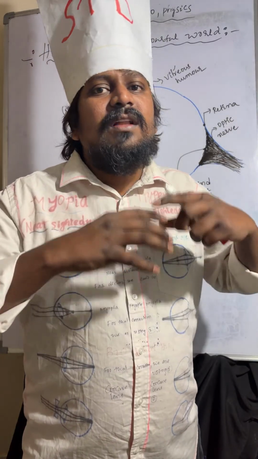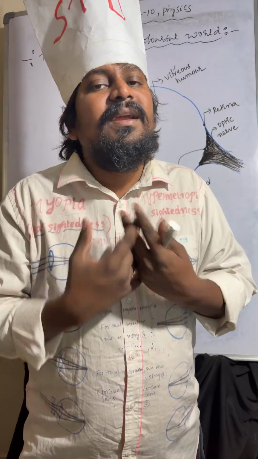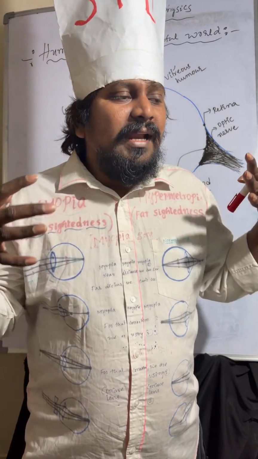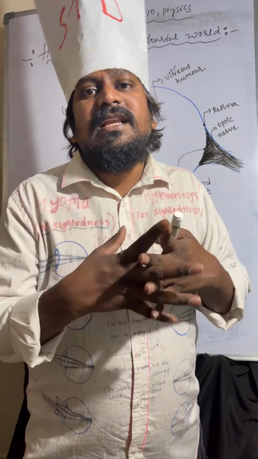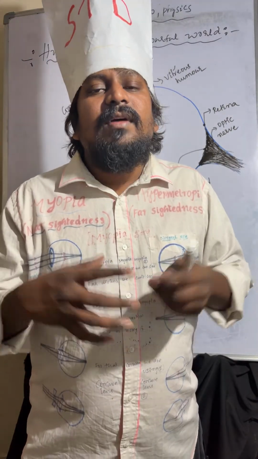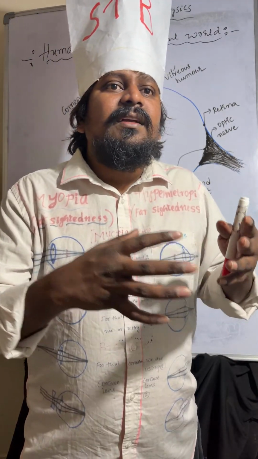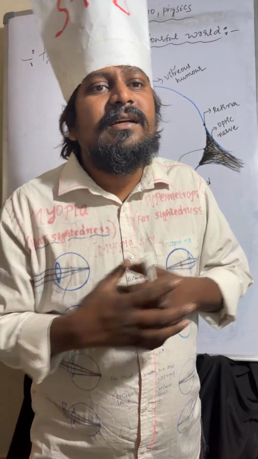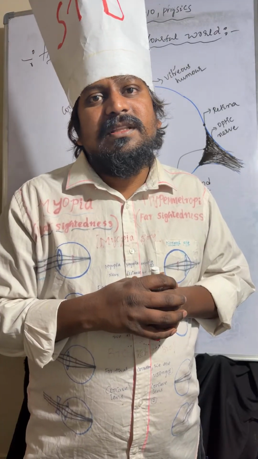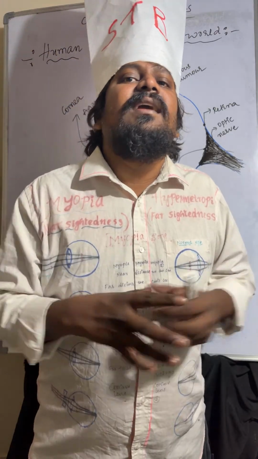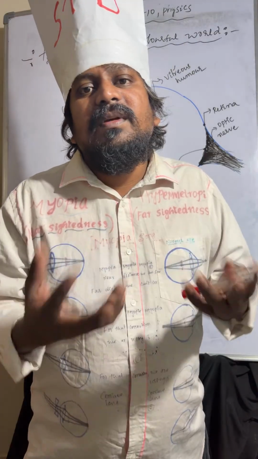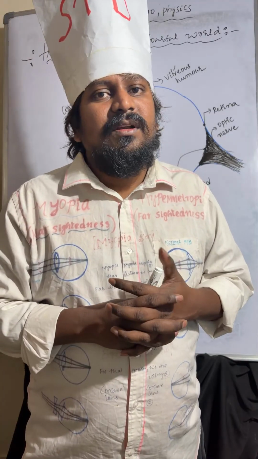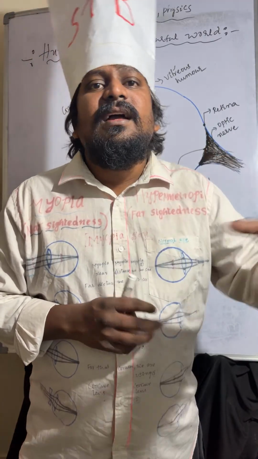When light rays meet at the retina, then we are able to see. When light rays fall on the lens, it converges the light rays and makes them fall at the retina. Only when light rays meet at the retina can we see the object. If the light rays are not meeting at the retina, we can't see that. Understood? So light rays should meet at the retina.